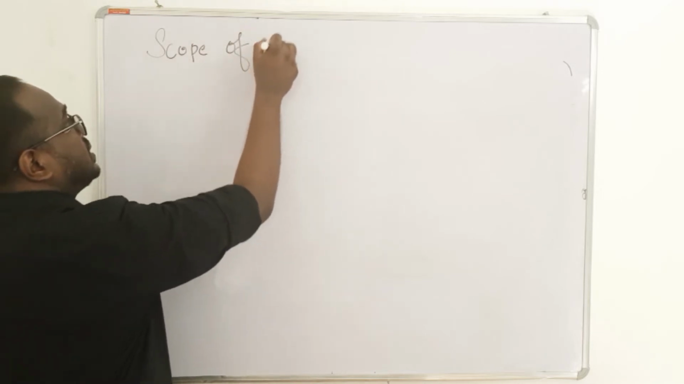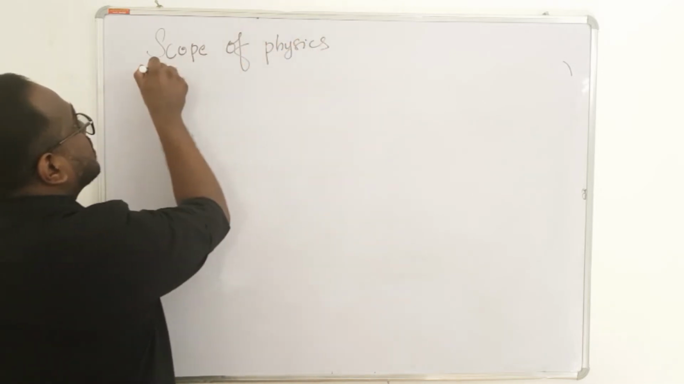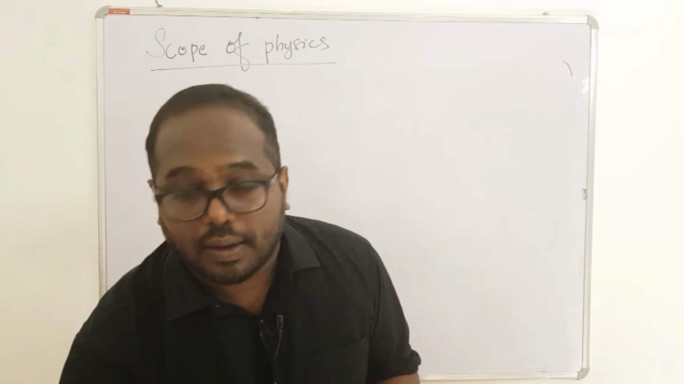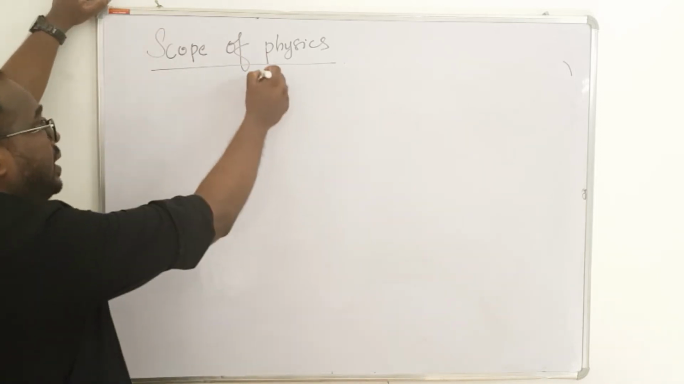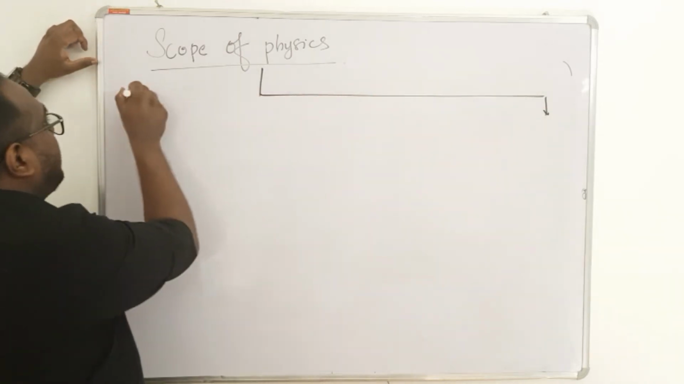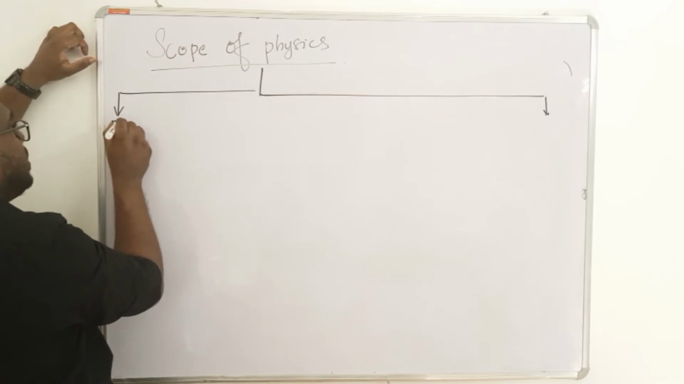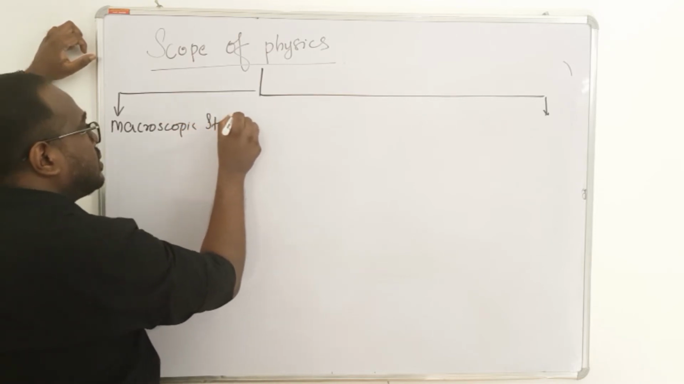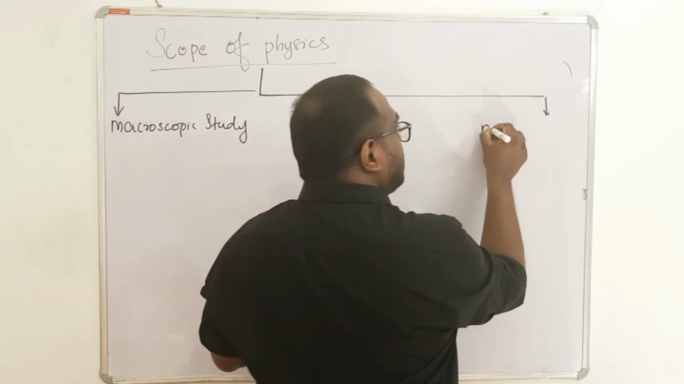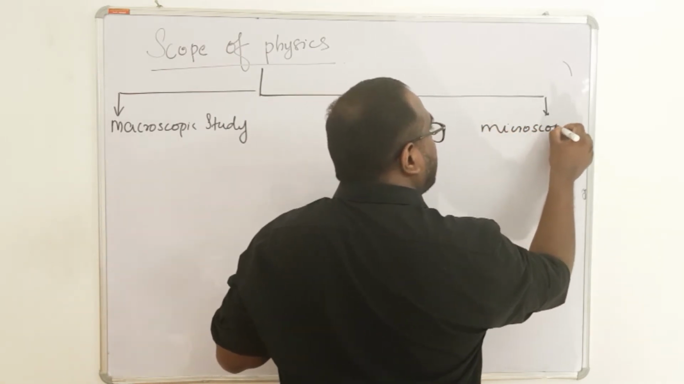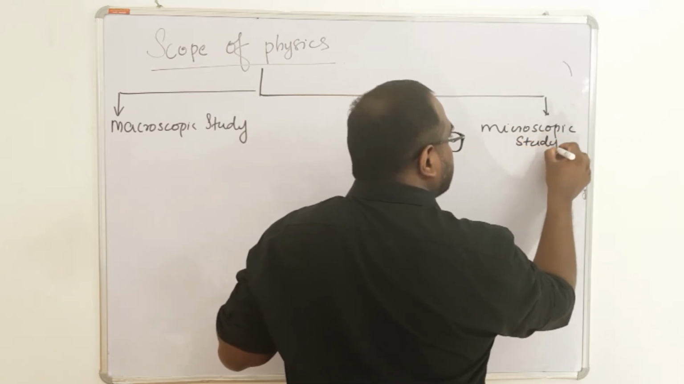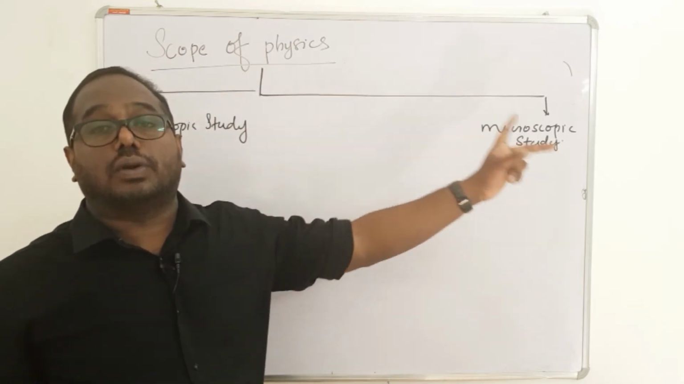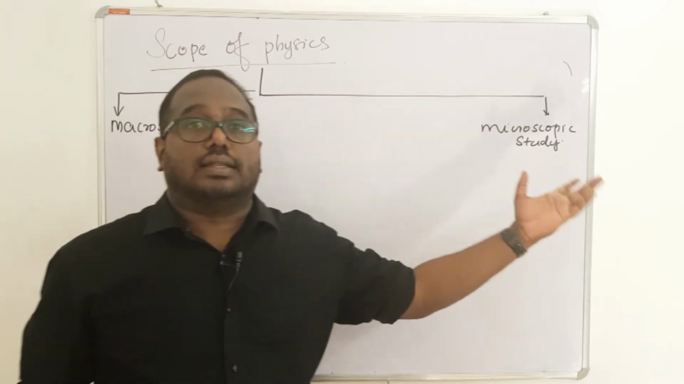Scope of physics. Based on the scope, physics is classified into two. The first one is macroscopic study, and the second one is microscopic study. Based on the scope, physics is basically classified into two: one is macroscopic study and the other is microscopic study.